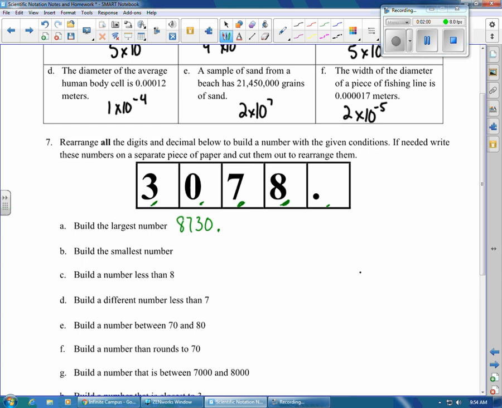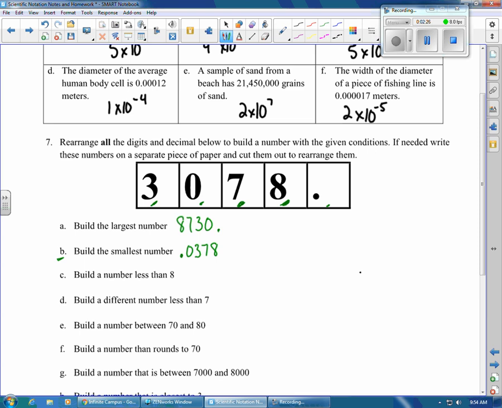The next problem, or part B, says build the smallest number. So we want a number that's going to be teeny tiny and less than 1. So we're going to start with a decimal. And then the next smallest, well, the smallest number there is 0. Next smallest would be 3. Next smallest is 7. And the next smallest is 8. So that's how I would build those types of numbers. Now for A and B, those are the only correct answers.